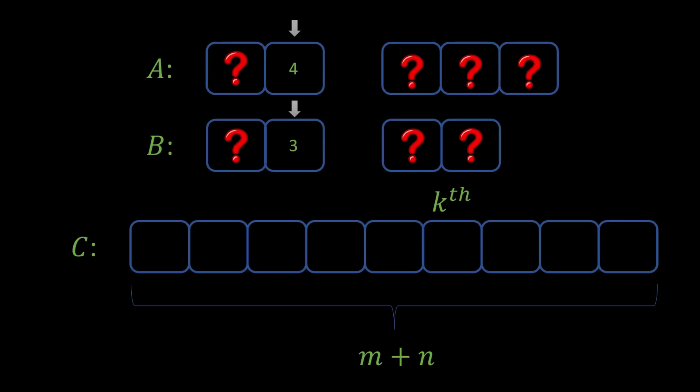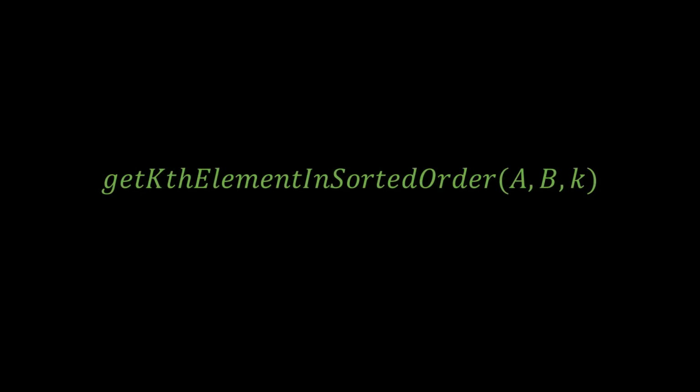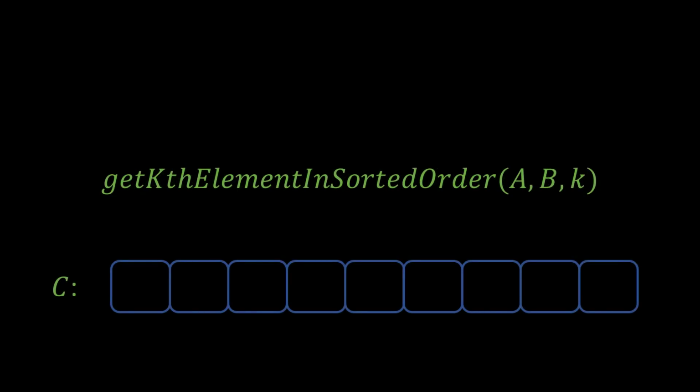Well, for starters, let's give it a name. Let's say get kth element in sorted order. Now, this function is basically going to get the kth element in arrays A and B. So we need 3 arguments here, namely A, B, and K. And our function should return that kth element in the sorted order.